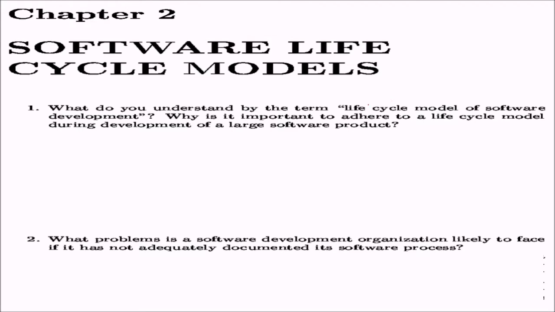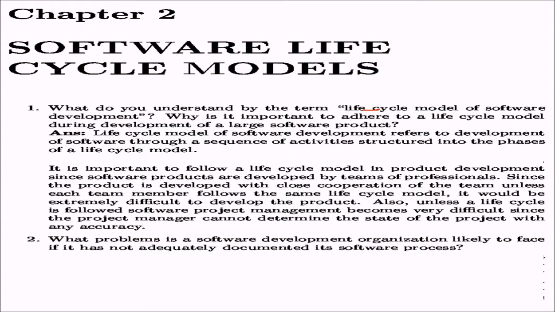So what do you understand by the term life cycle model, and why is it important to adhere to a life cycle model during development of a large software product? When we were discussing the chapter, we tried to answer this question, but we'll formally answer it. The life cycle model of software development refers to the development of software through a sequence of activities structured into the phases of a life cycle model. So what it says is there has to be an engineering approach to make software. When you apply this life cycle model, there are different phases, and these phases are well defined, well managed, and well planned.